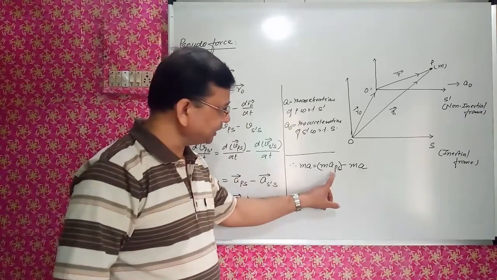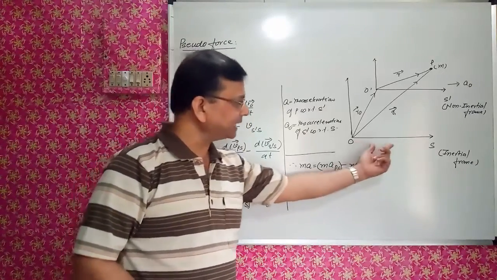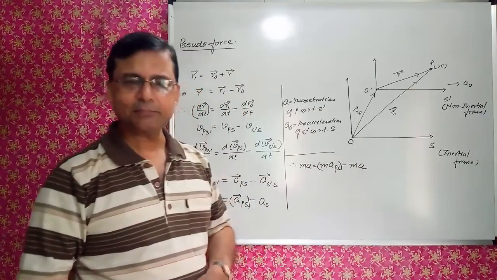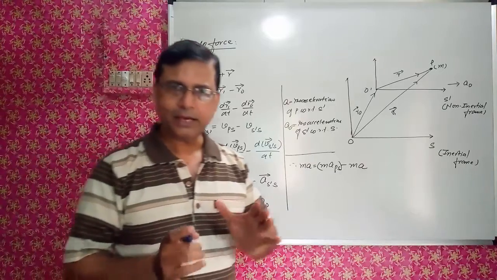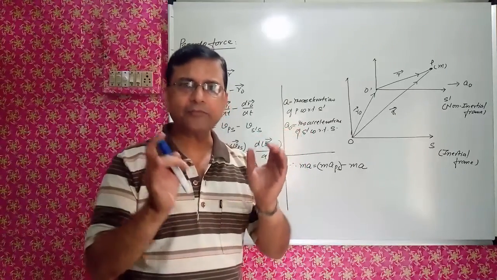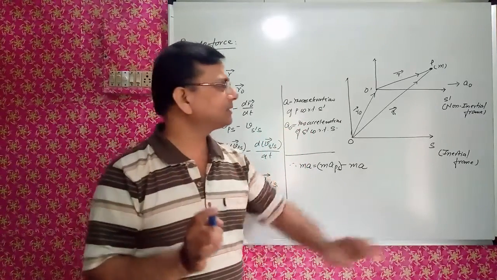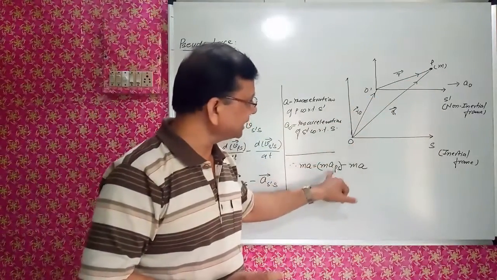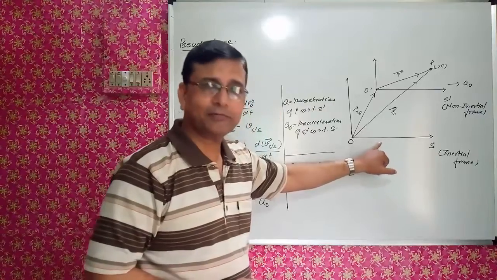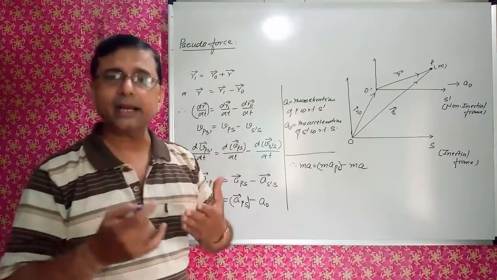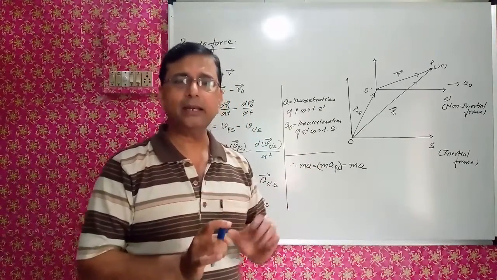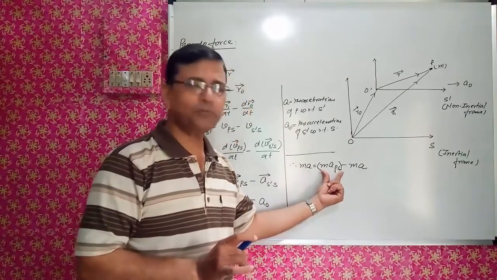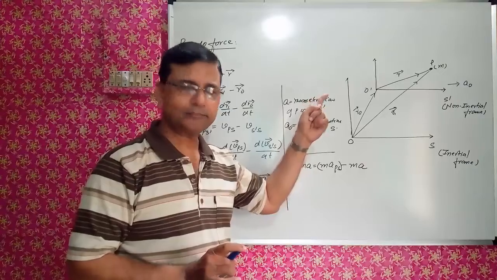This is the acceleration of p with respect to the inertial frame multiplied by mass. It means mass into acceleration. It is the total net force acting on the mass m, because it is the acceleration with respect to the inertial frame, and we know Newton's second law holds good in an inertial frame of reference. It means this is the total force acting on the mass m, right?